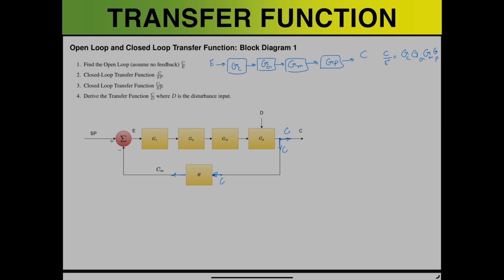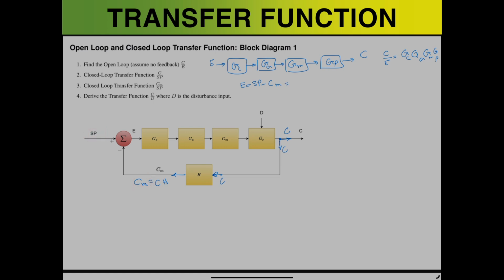Output of this is going to be C times H, essentially, which in our case is going to be labeled as CM. Now, CH is going to be subtracted from SP through this error detector. This error detector is essentially saying that E is going to be SP minus CM. It's essentially multiplying this plus sign by this SP and also multiplying this negative sign by this CM and then summing them up, or essentially subtracting CM from SP.